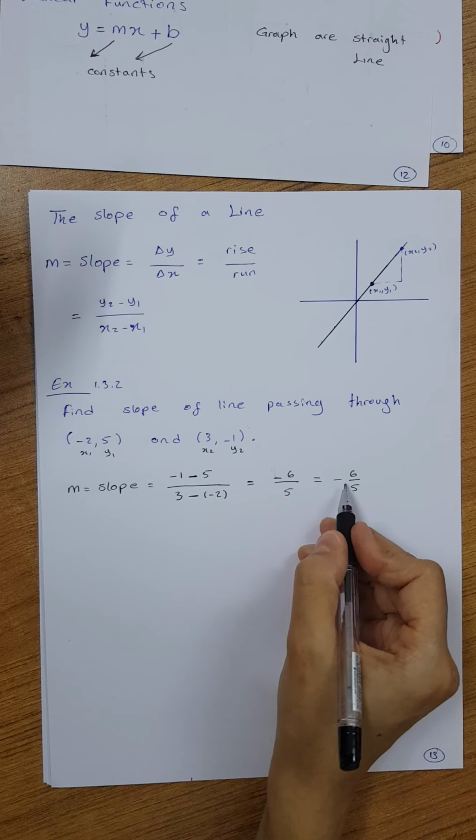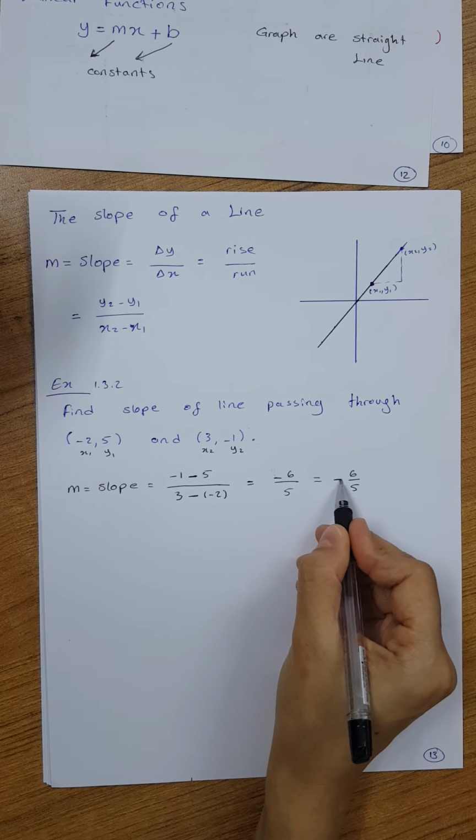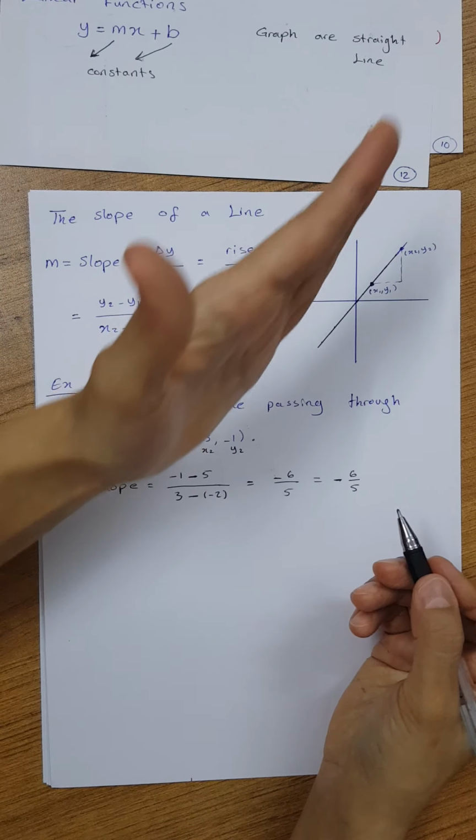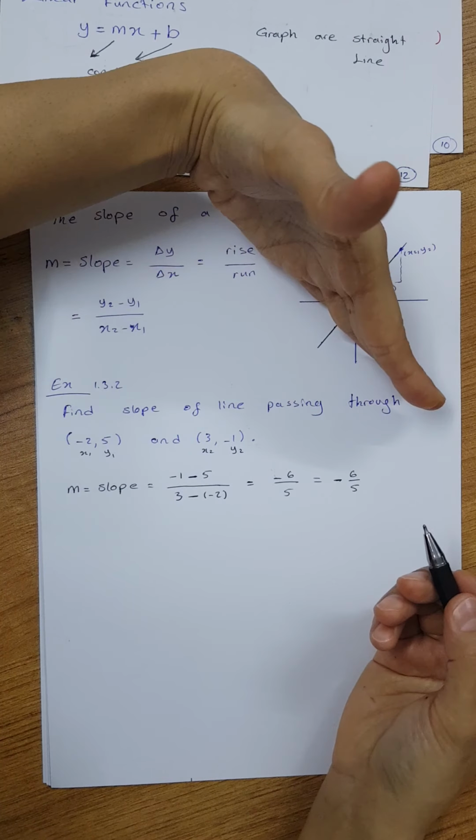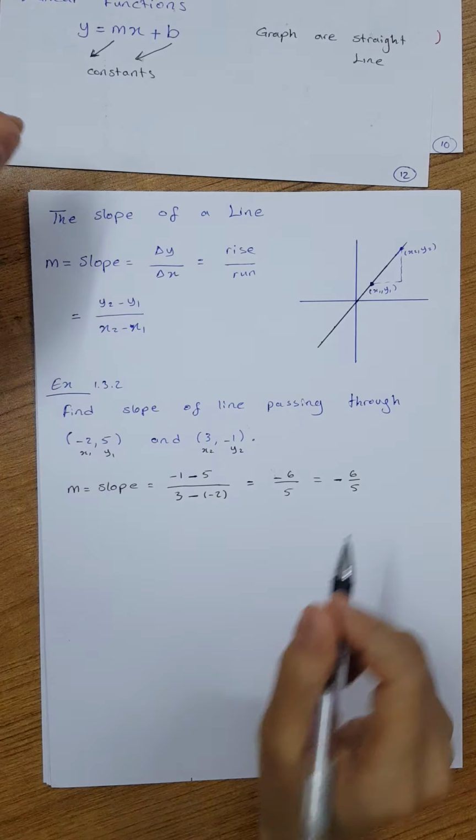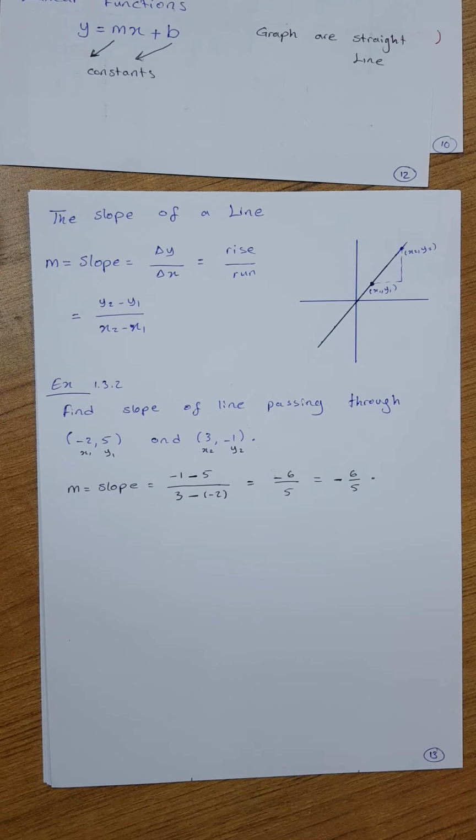So the line that we have got is falling. How do I know it is falling? Because the slope is negative. So that one is rising, falling is this way. Okay, it's falling down. So the slope of that line is negative 6 over 5.